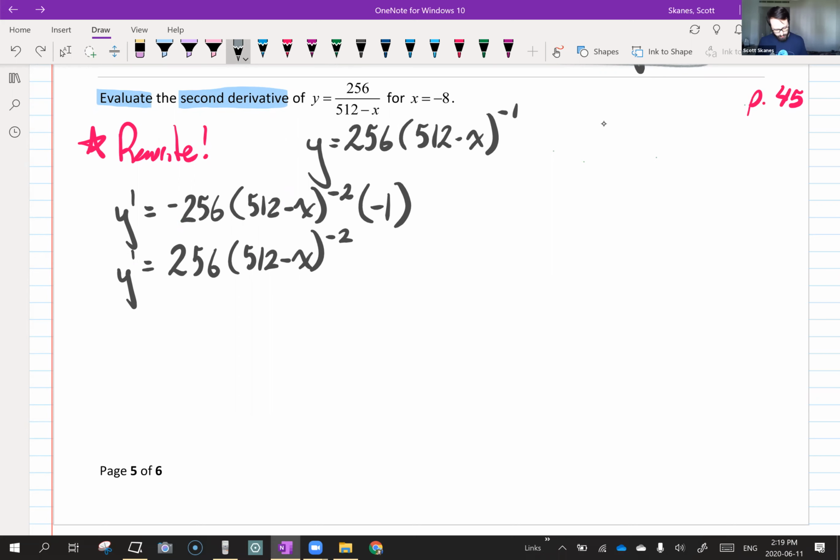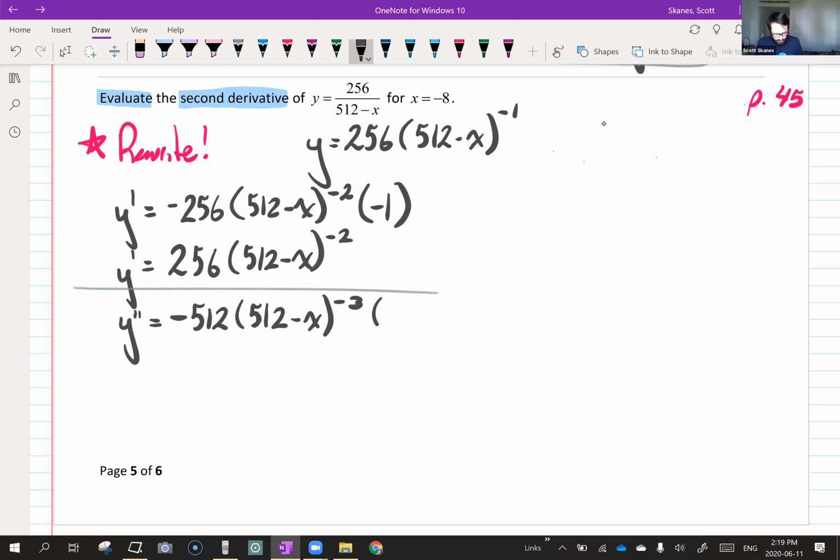Now that I have my first derivative, I need my second derivative. Remember, that's the point of the question. Second derivative, bring the 2 down, multiply, negative 512. Keep the inside the same. Reduce the power by 1 again, which is negative 3. And get the derivative of the inside again, which is negative 1. I'm going to simplify that, and then I'll evaluate.